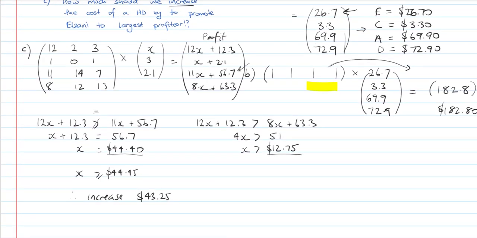Now obviously it's a bit of a weird question and it's an outlandish result. If you're making $1.20 profit on a hot dog and then you increase that price by $43.25, no one's buying your hot dogs, let's be honest. But the mathematical question is still posed and we've answered the mathematical question. Hopefully that makes sense. All the best.